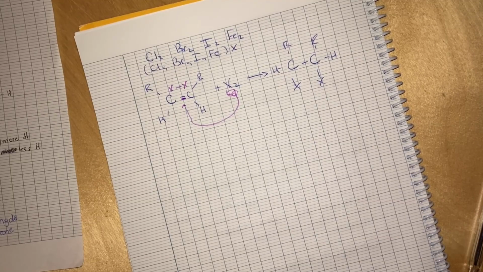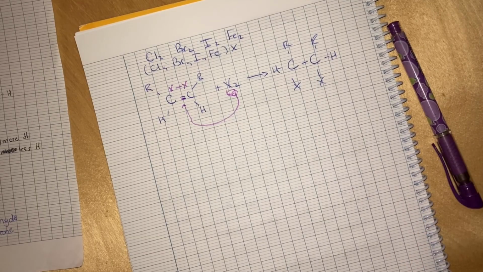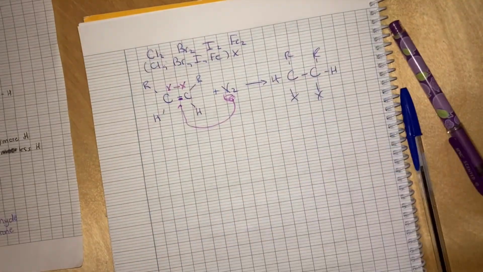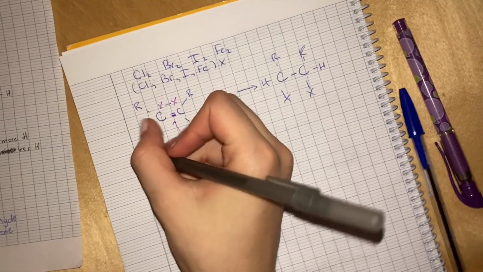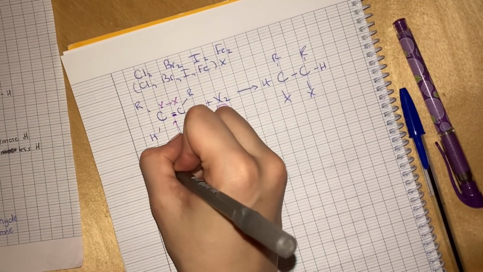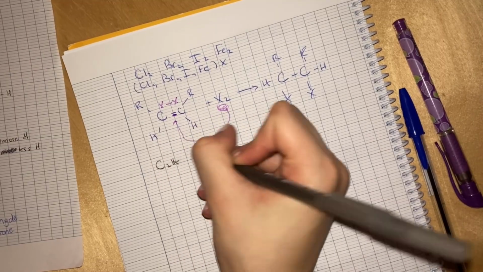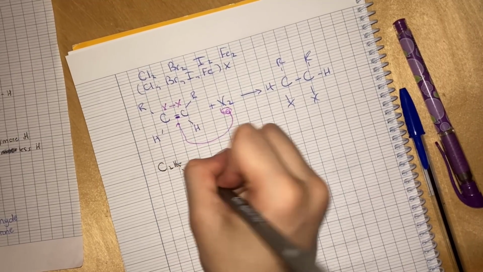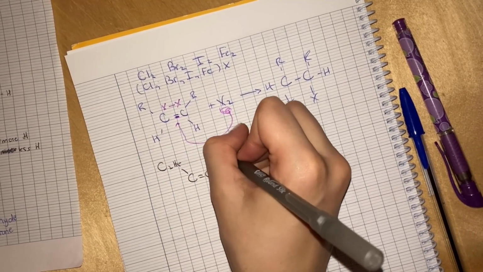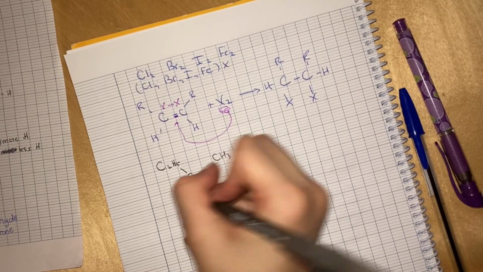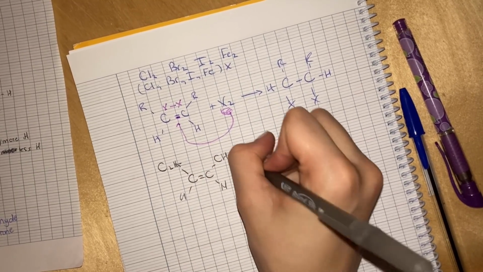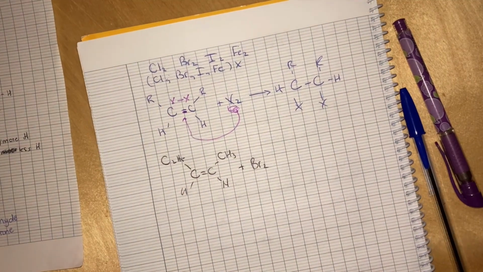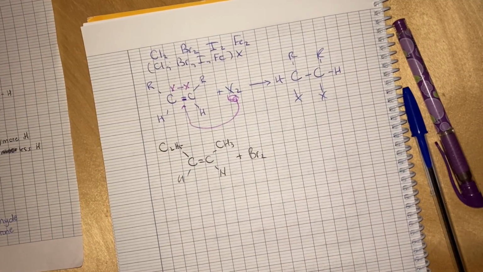Does that make sense? If not, try and rewatch it, and if you still didn't understand it, leave a comment or something and I will try and re-explain. Next. Oh wait, actually let me give you a real life example just to make it more clear. Let's say we have C2H5, C double bond C, CH3, hydrogen, plus Br2. If you want to take a second to try and solve it, feel free to do that now.